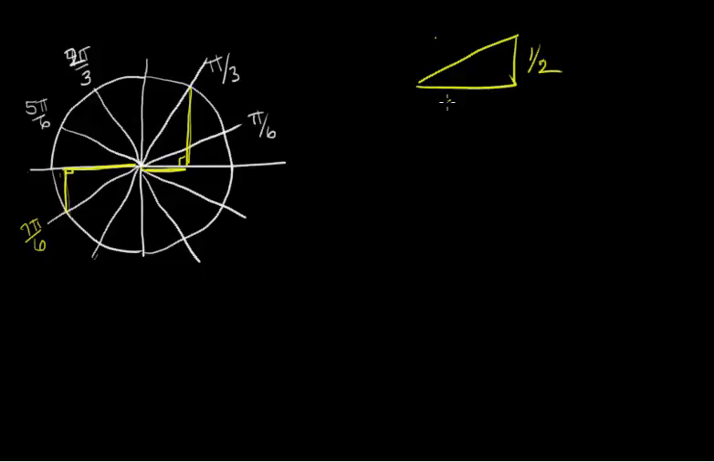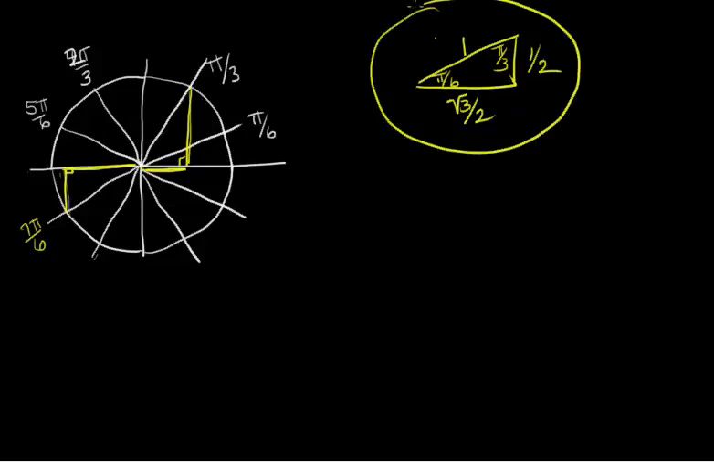A 30-60, or a pi over 6, pi over 3. The short side is 1/2. The long side is the square root of 3 over 2. Hypotenuse is 1. This is pi over 6, and the larger angle is pi over 3. So let's just use that one triangle. This is all you have to know, other than where those angles are on the unit circle, which once you figure it out yourself, it's nothing.